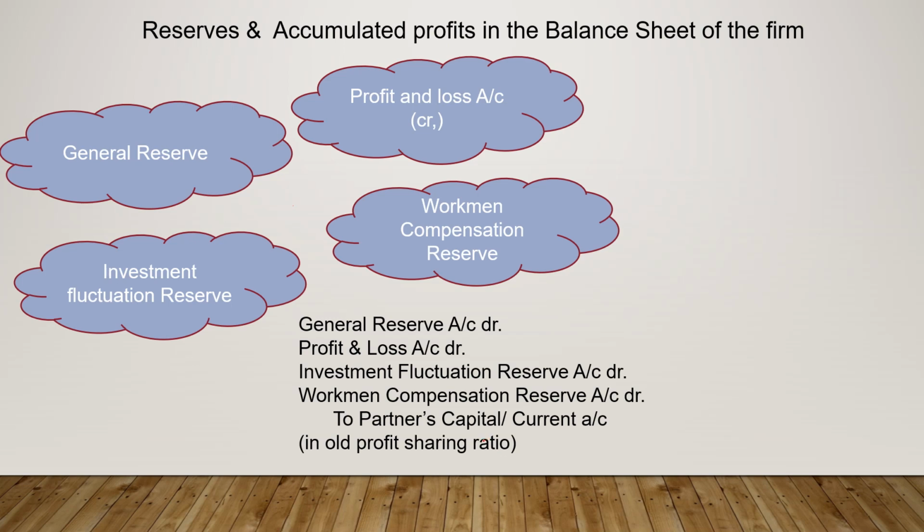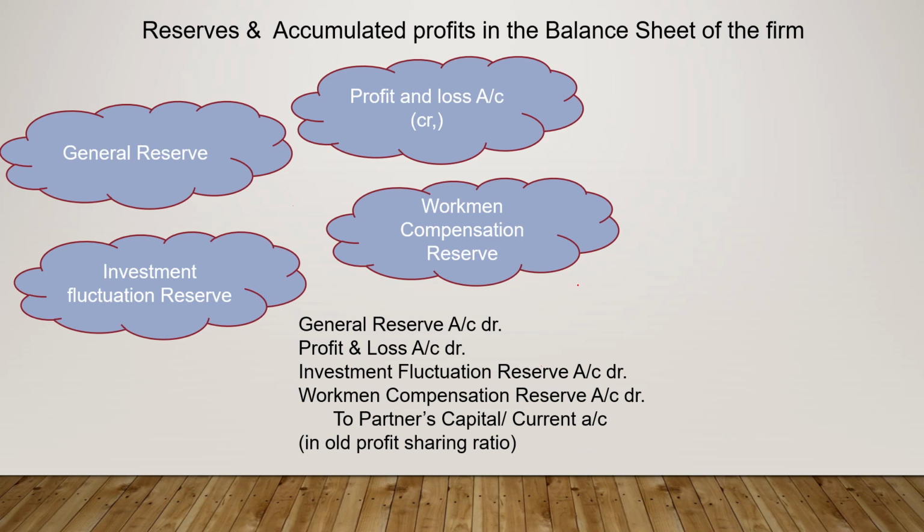Now, however, it is not as simple as that. In respect of investment fluctuation reserve, there is going to be a corresponding investment on the asset side of the balance sheet. And therefore, you will have to see whether there is a fall in the value of investment or a rise in the value of investment, and then the treatment of investment fluctuation reserve would undergo a change. Here, whatever has been debited is the excess of the reserve which is left after the fluctuations have been adjusted. So whatever is left, that would be distributed amongst the partners.